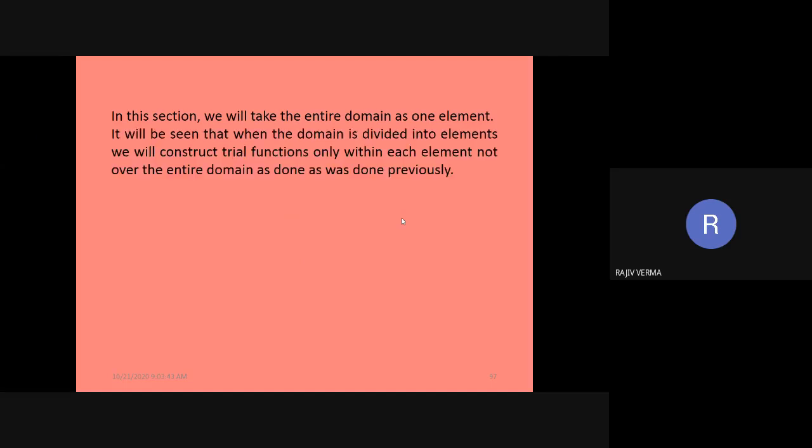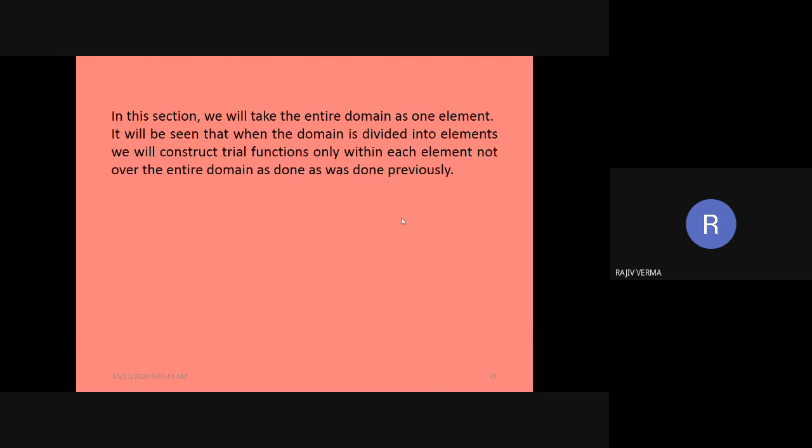So in this section we will take the entire domain as one element. It will be seen that when the domain is divided into elements, we will construct the trial function within this element only and not over the entire domain as this was done in the previous sessions.